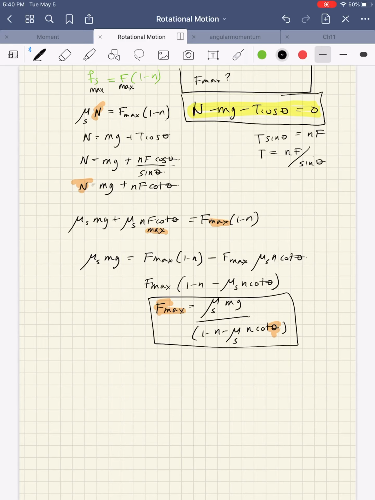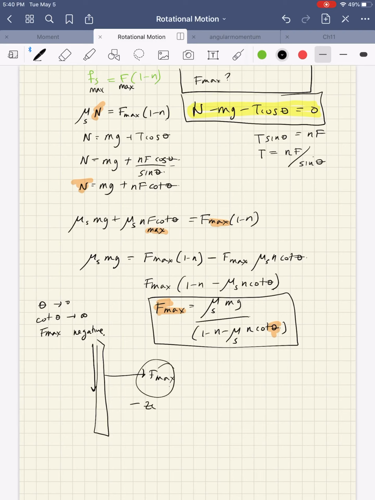So for instance, as F max, or as theta, well, as theta goes to 0, the cotangent of theta becomes infinite. And in fact, F max will then kind of go negative. So in the limit that the rope is kind of pulling straight down on that rod, there is no kind of F max associated with that. It just becomes minus 0. Minus 0 in that limit.